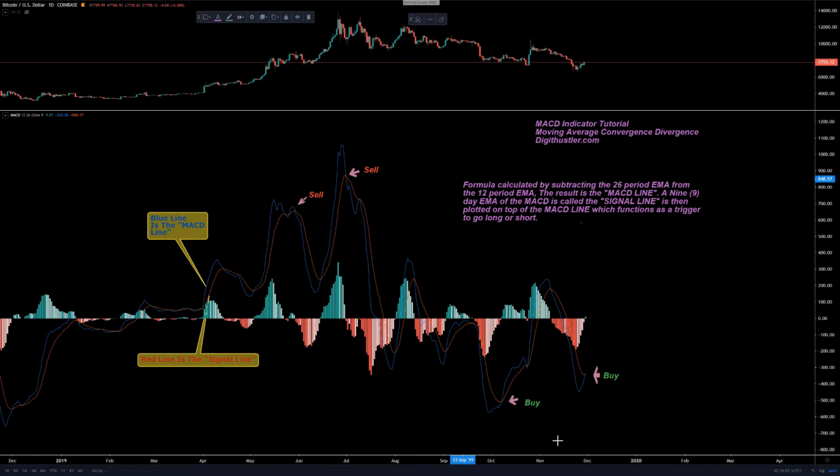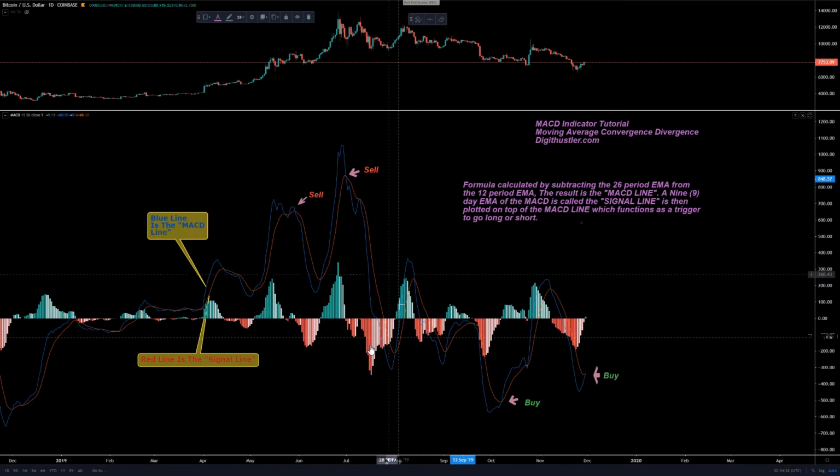Now, the MACD indicator is an extremely popular indicator because it's used very well with most traders. And remember, you should never just use one indicator. Always use it in conjunction with other reliable indicators, such as the RSI, MA cross, or Bollinger Bands. Now, the MACD indicator stands for Moving Average Convergence Divergence. Okay?